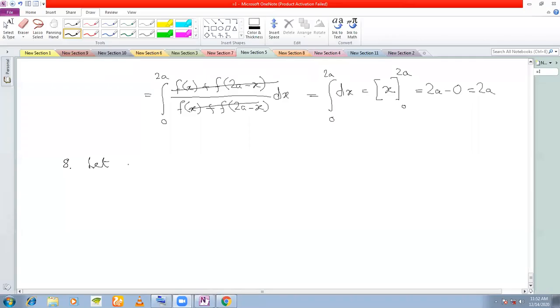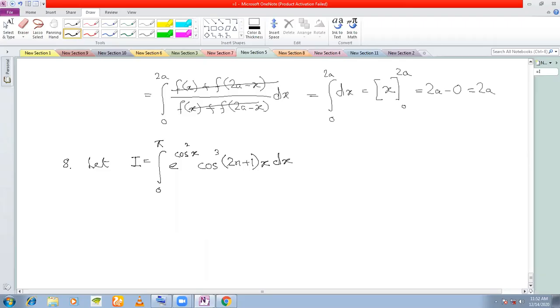This is a little twisted problem. Let I be equal to the integral from 0 to pi of e to the power of cos square x times cos cube of (2n plus 1)x dx, where n is any natural number, or an integer, they haven't specified.